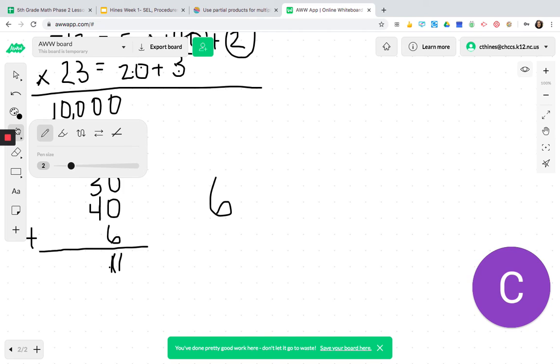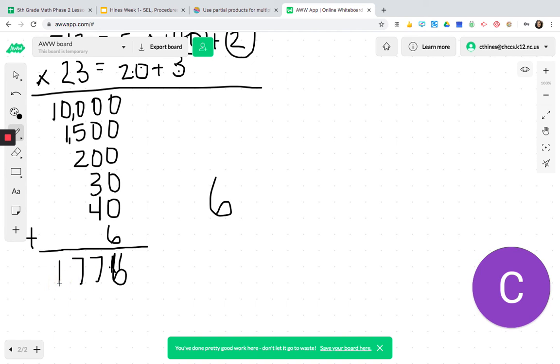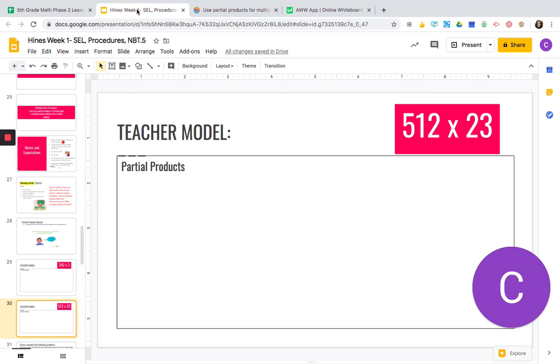So see if I can get my 6 down there. There we go. 4 plus 3 is 7. 5 plus 2 is 7. 1 plus 0 is 1, and then just 1. So our answer is going to be 11,776. Okay, so let's take a look back at our slideshow.